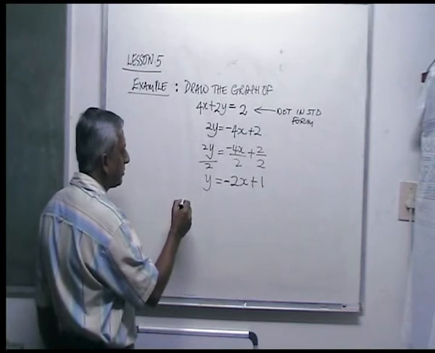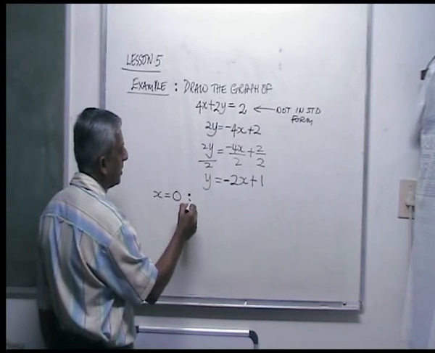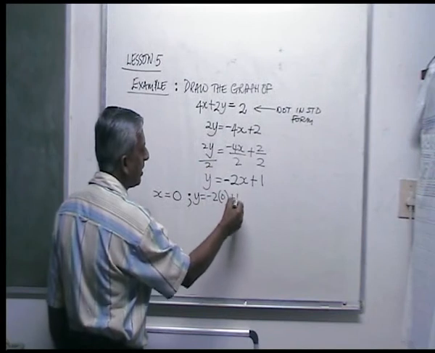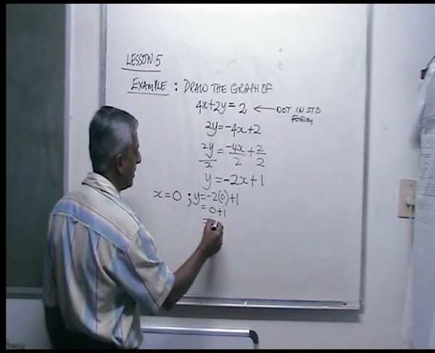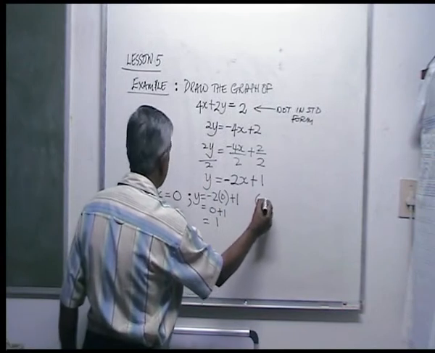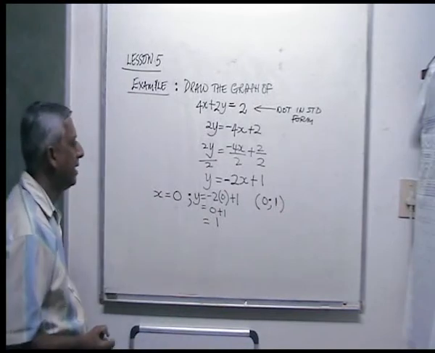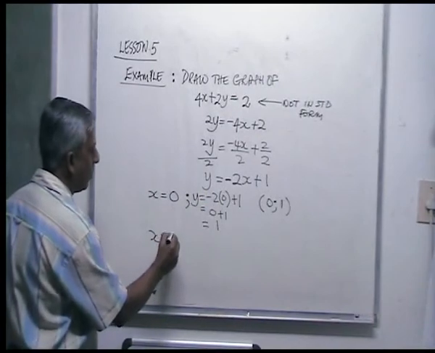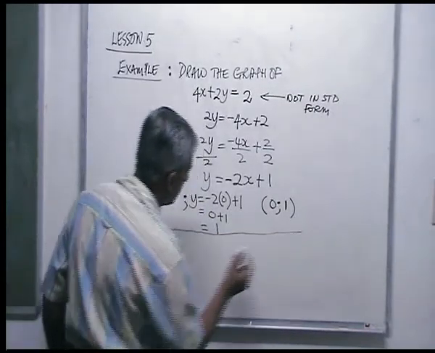Right, now when x is 0, y will be minus 2 times 0 plus 1. So that's 0 plus 1, that's 1. So your first ordered pair is 0 and 1. Okay, now let x be 1. So just draw a little line here to separate the work so that you don't get confused.